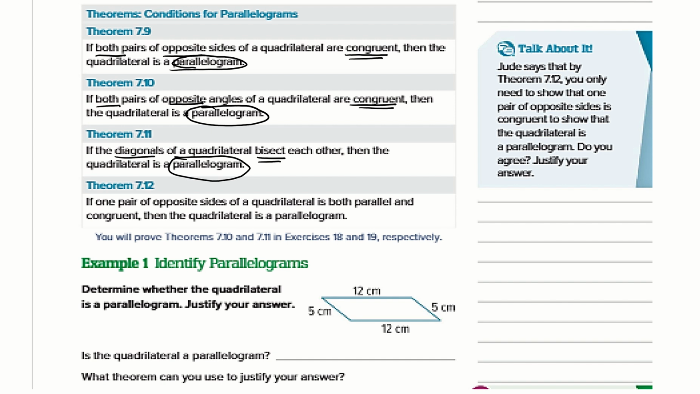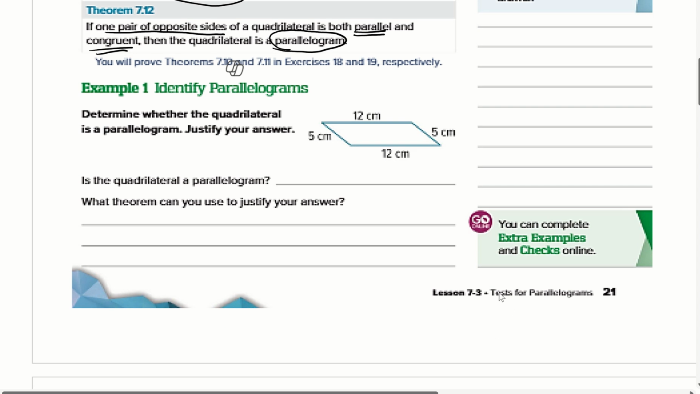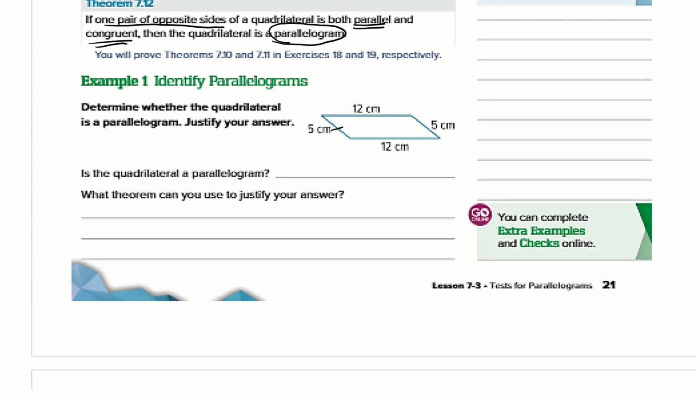So there are a few tests, and here's another one. If one pair of opposite sides is both parallel and congruent, then the quadrilateral is a parallelogram. So essentially you have like 4 or 5 tests to do to determine whether something is a parallelogram or not. So number 1, really straightforward. Here opposite sides are congruent, so you can tell that it's a parallelogram because of theorem 7.9.